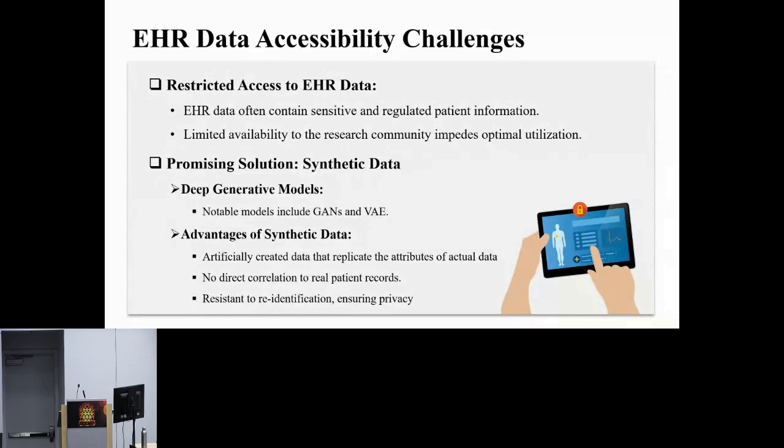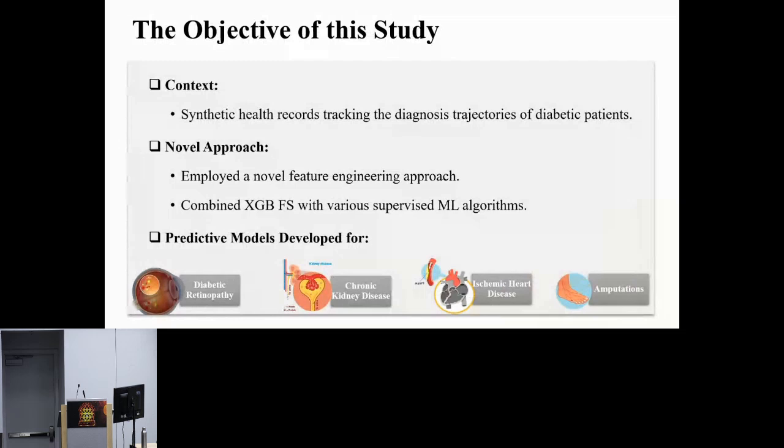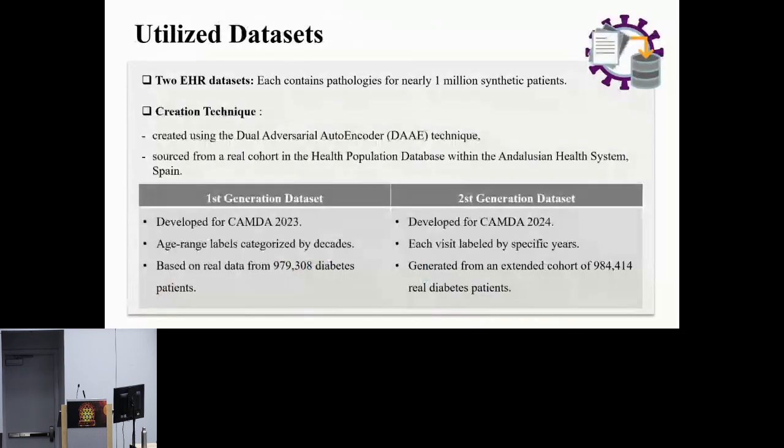So, what is the main aim of this study? The main goal of this study is to utilize synthetic clinical health records that track the diagnosis trajectories of diabetes patients and employ a novel approach to feature engineering, utilizing XGBoost feature selection combined with various supervised machine learning algorithms to develop predictive models for four main complications of diabetes mellitus, including retinopathy, chronic kidney disease, ischemic heart disease, and amputations.